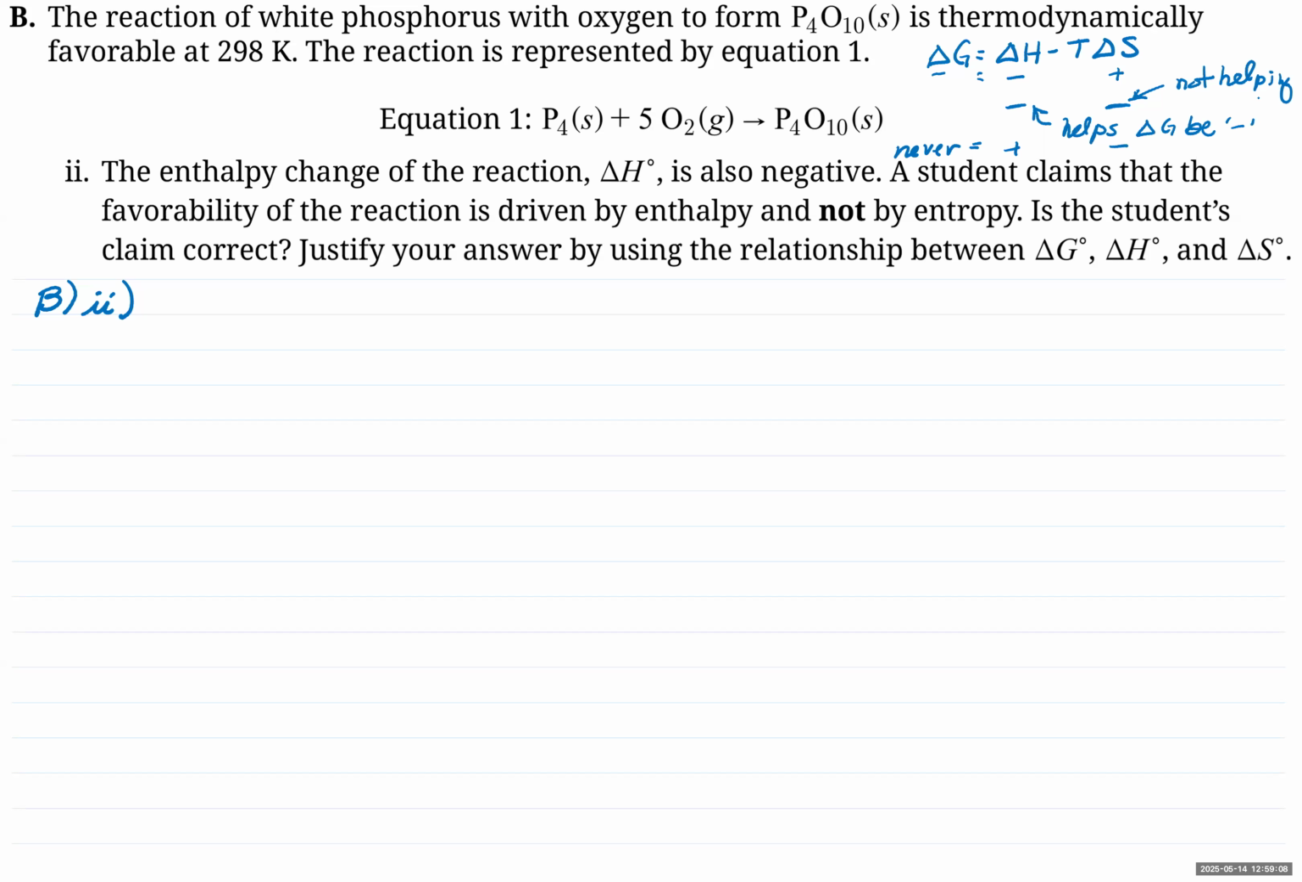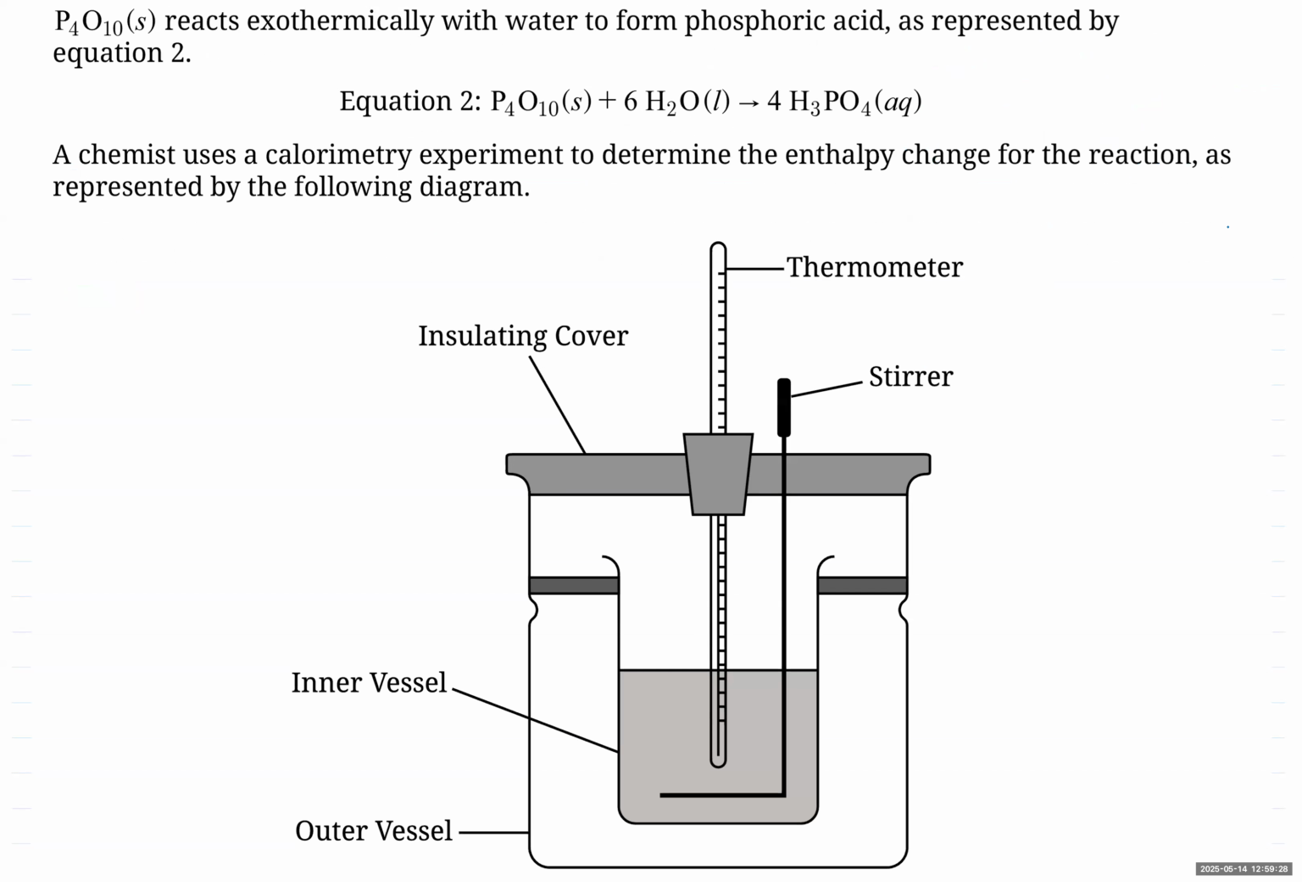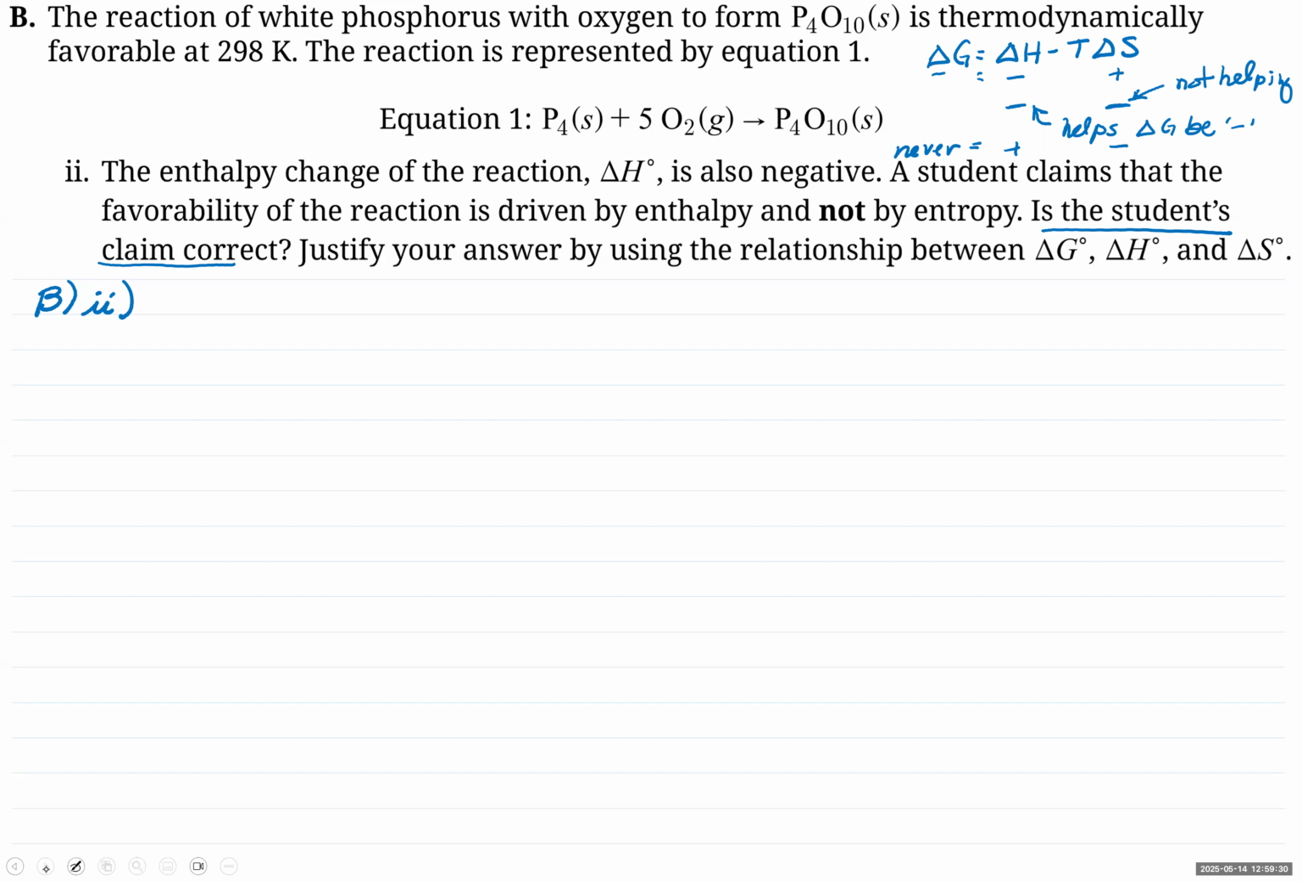So in this case, what happened? The student says that the favorability is driven by enthalpy and not entropy. And in this case, we would say we agree. So what do we say? Always start your answer with whether you agree or not agree, right? So claim correct. Use the words that the problem gives you, right?